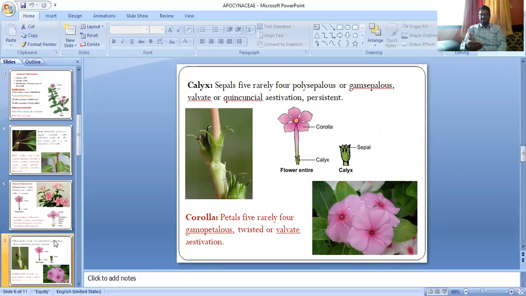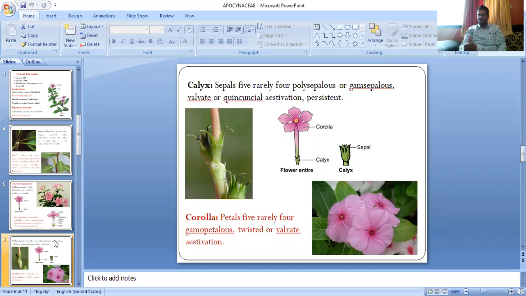What is imbricate estivation? So one sepal is completely internal and one is completely external. And the remaining three? Similarly, sir, alternately: one completely outside, one completely inside, one completely outside. Yes. Quincunxial estivation, that is the imbricate estivation.